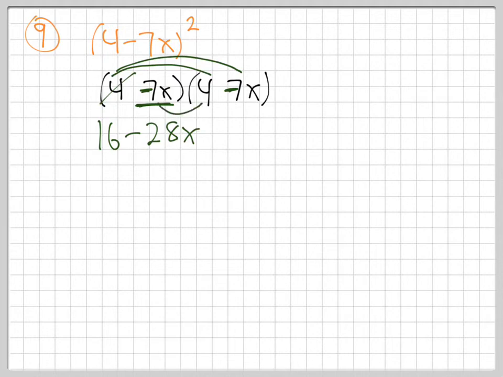So now this minus 7x is going to go boom, boom, to both those. Get minus 28x. And minus 7x times minus 7x, two negatives, positive 49x squared, right? Because the invisible 1 powers on the x's add.